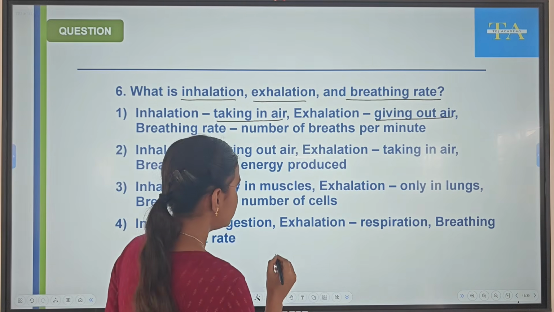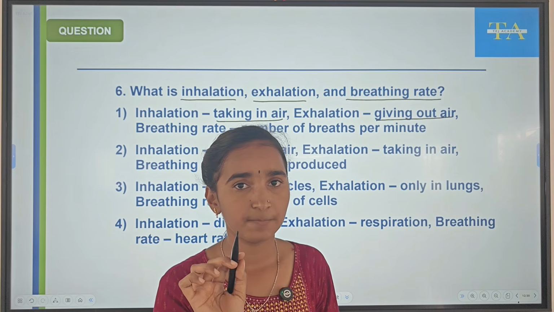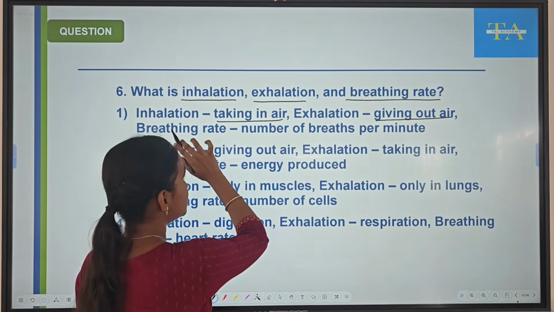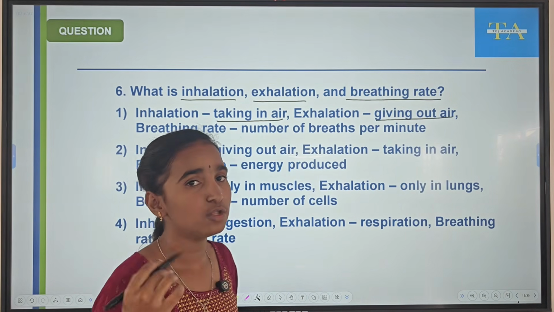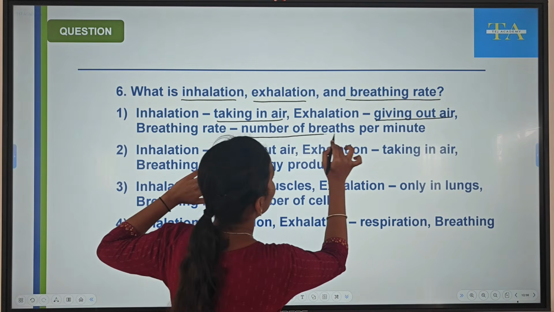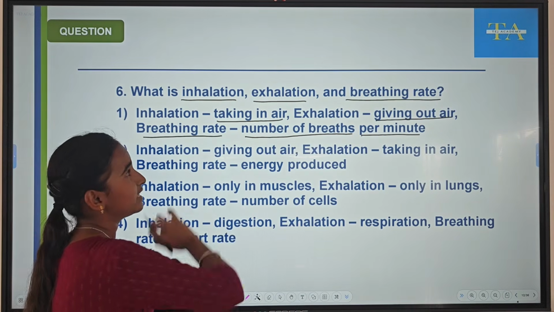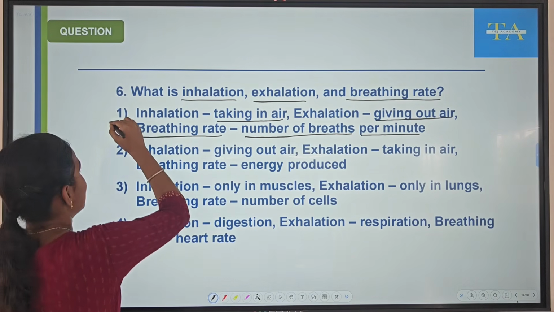One inhalation plus one exhalation will constitute one breath. Okay. One inhalation and one exhalation will constitute one breath. So, such number of breaths per minute will call it as breathing rate. So, this is our right option.